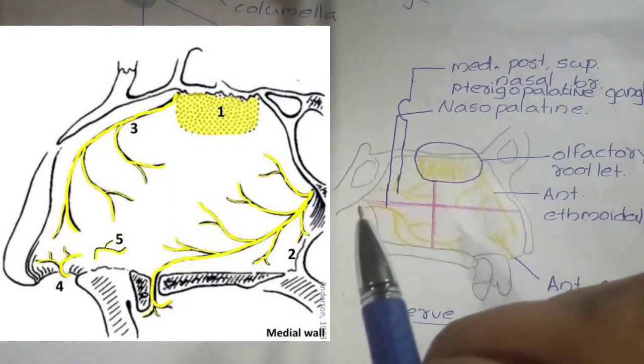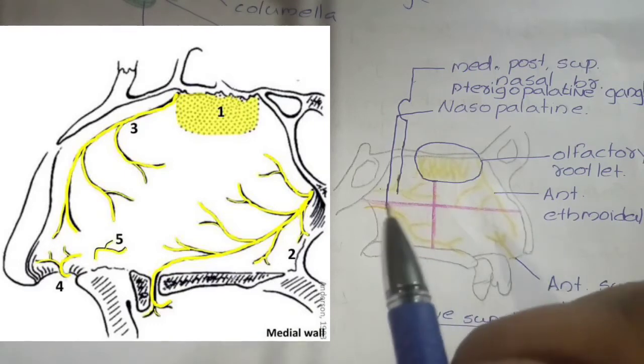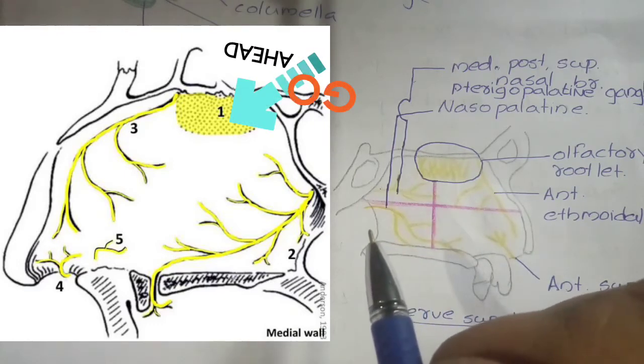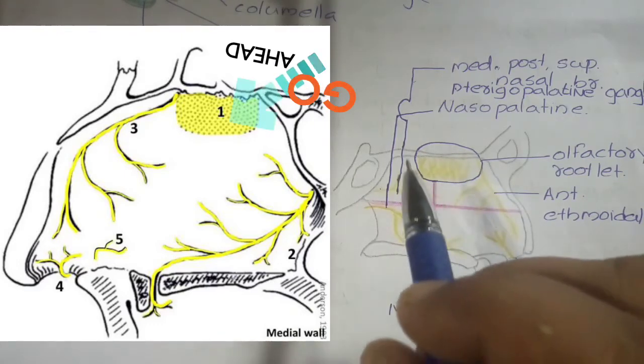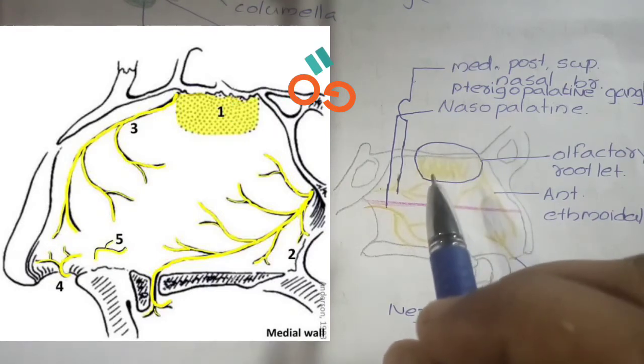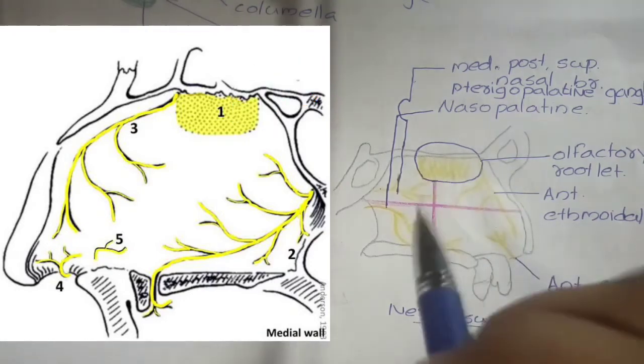And the special sensory nerve, or olfactory nerve, is confined to the upper part of the septum, which is shown in this diagram here. That's for the nerve supply.